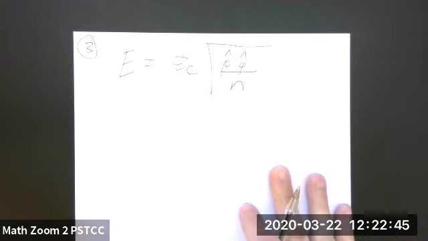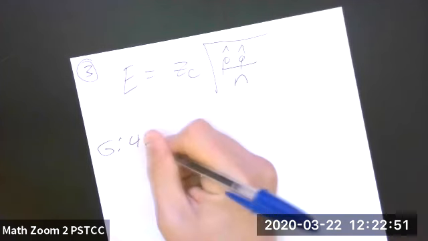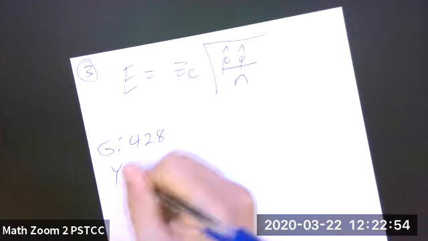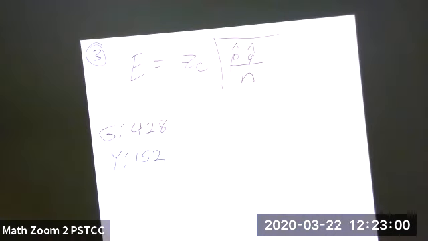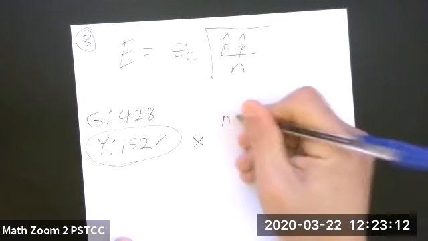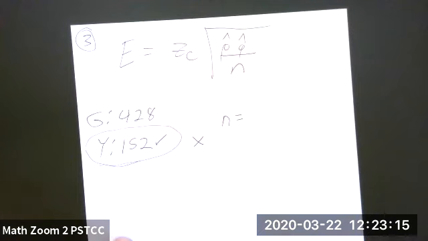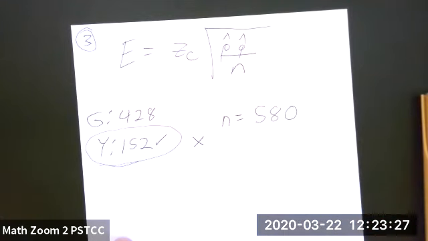Okay, now we have to be careful with the inputs here. They say in the problem that there are 428 green peas, 152 yellow peas. Now they want us to construct a confidence interval for the yellow ones. So the number of yellow peas is x, the number of successes. For n, the sample size is going to be the total number of peas, which is the green ones plus the yellow ones, which is 580 total.